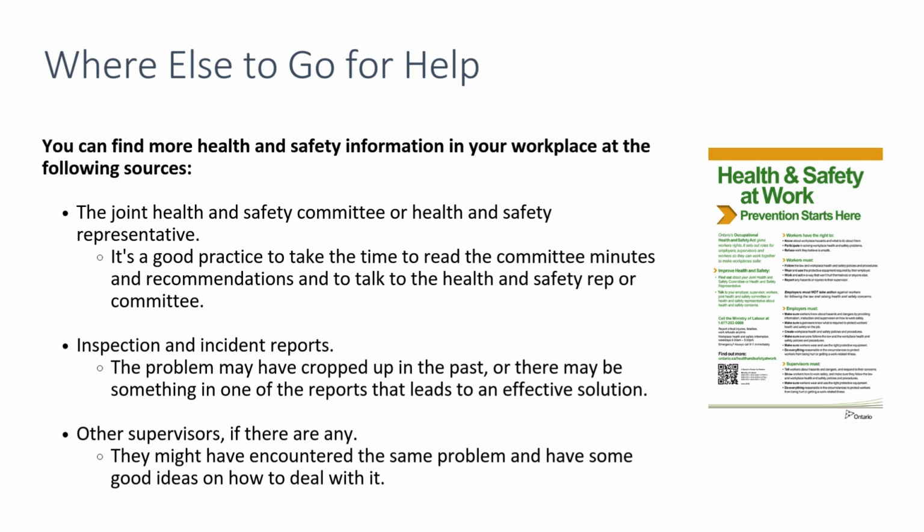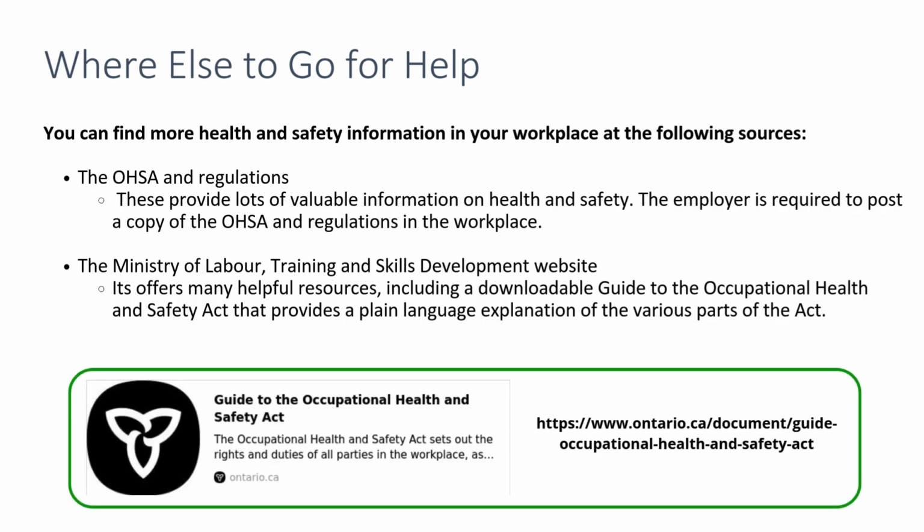5. Inspection and incident reports. The problem may have cropped up in the past, or there may be something in one of the reports that leads to an effective solution. 6. Other supervisors, if there are any. They might have encountered the same problem and have some good ideas on how to deal with it. 7. The OHSA and regulations. These provide lots of valuable information on health and safety. The employer is required to post a copy of the OHSA and regulations in the workplace.